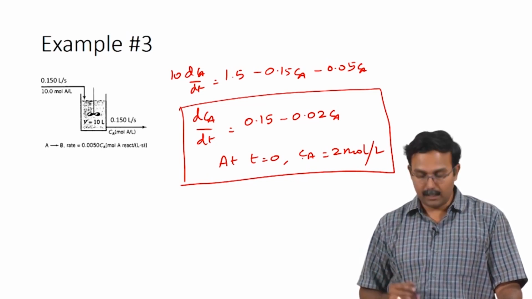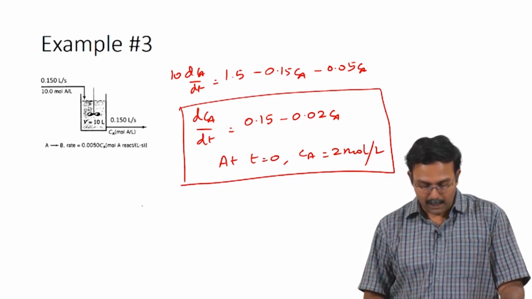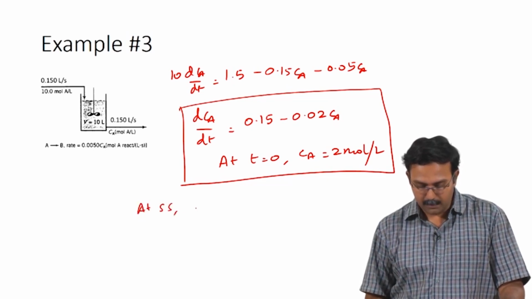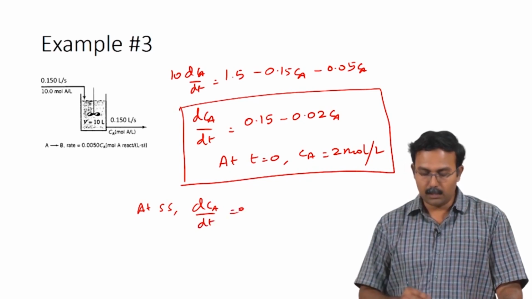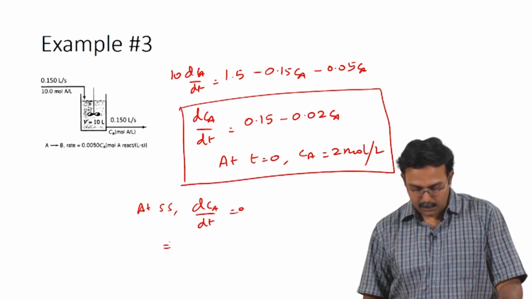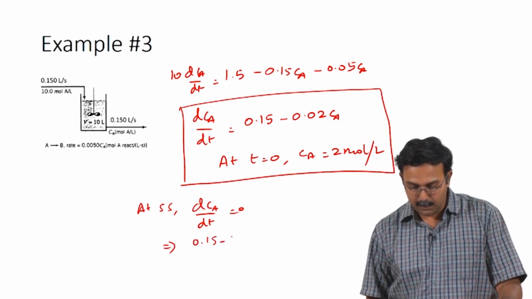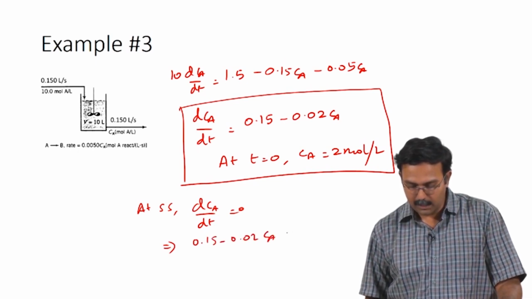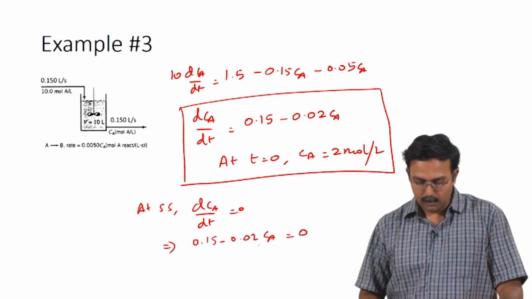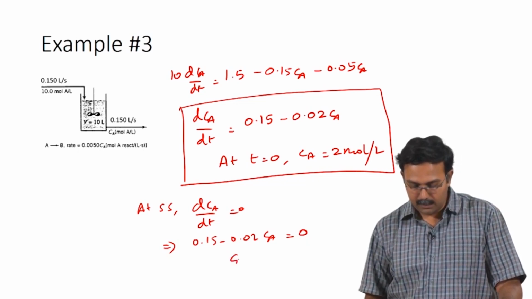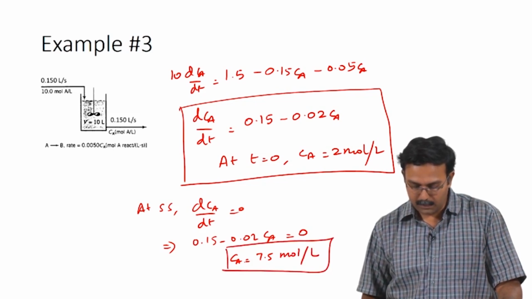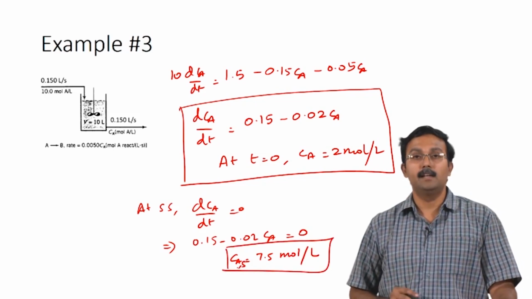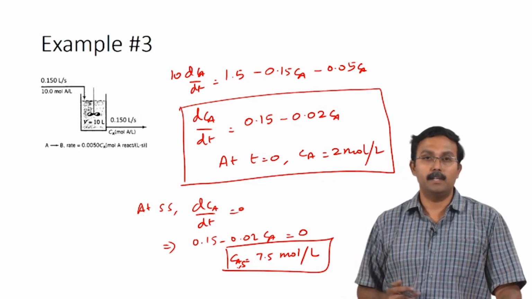The next part of the problem asks us to calculate the value of CAS, which would be the steady state concentration of A. So, at steady state what would happen? dCA/dt will be equal to 0. So, substituting this back into this equation, you would have 0.15 minus 0.02 Ca equals 0. So, that would give Ca equals 7.5 moles per liter. That would be the steady state concentration of A when time tends to infinity.